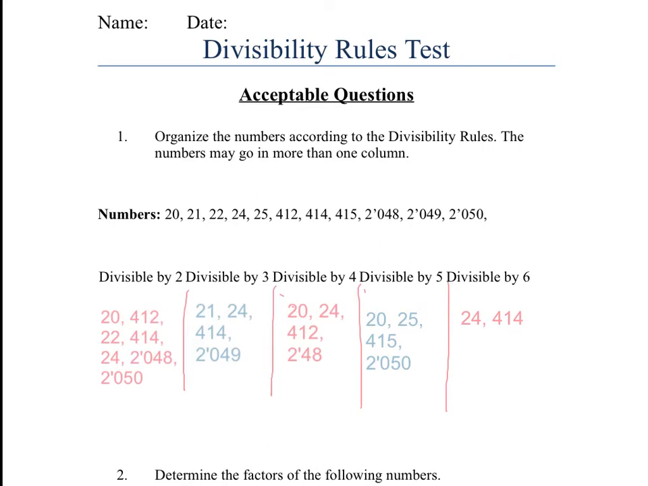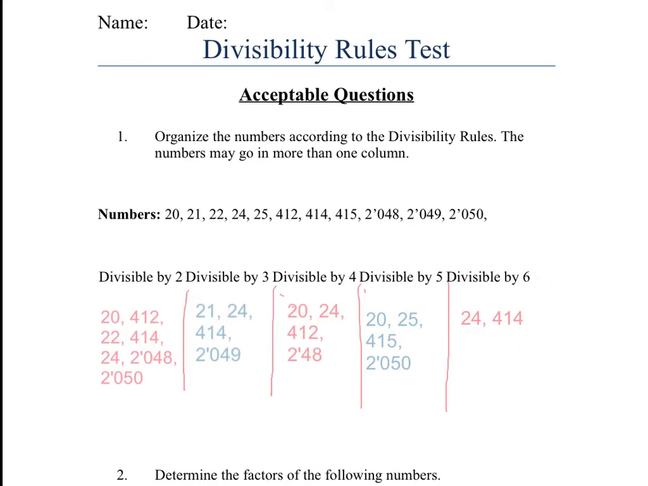Okay. I'm going to jump right over to number 6 now. The hint here is that if the number is both in the divisible by 2 column and the 3 column, that means that it's also divisible by 6. So I'm looking for if any of the numbers here match any of the numbers here. And look, there's 24 and 24. Those work. Excellent. And 414 and 414. And that's how I got those numbers.